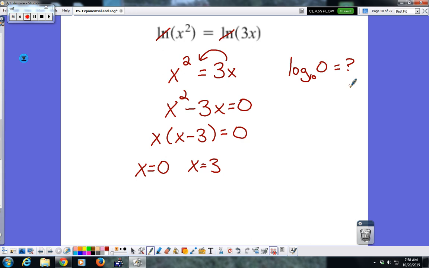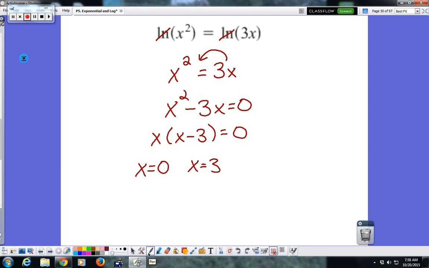You can't raise a number to a power to give you a negative. Like if you had log base 10 of negative 1, 10 to what power is negative 1? It's not possible. It doesn't exist. So therefore, anytime you have the log of 0 or the log of a negative, it is undefined.